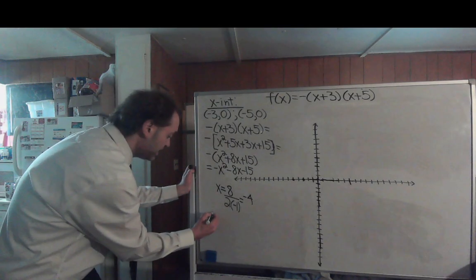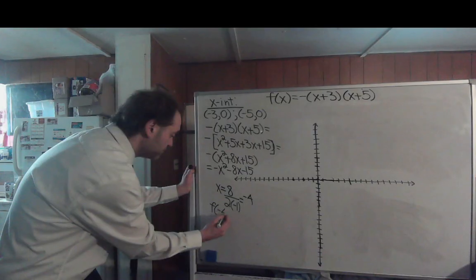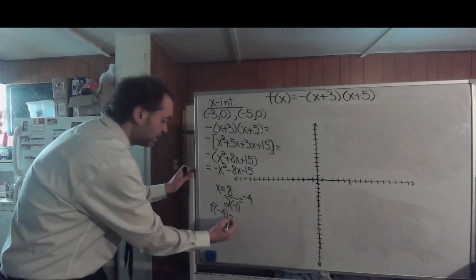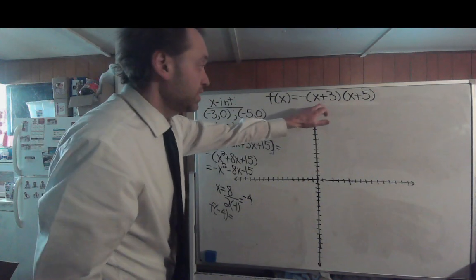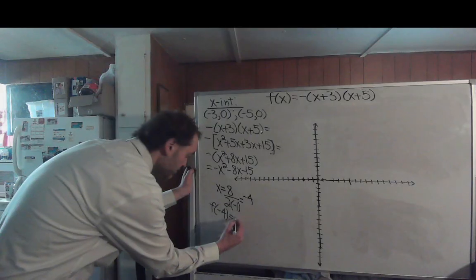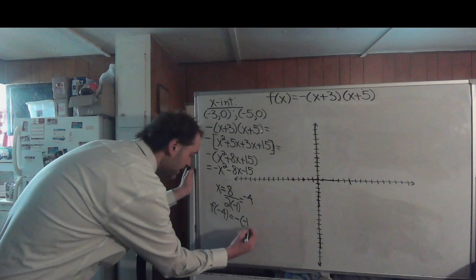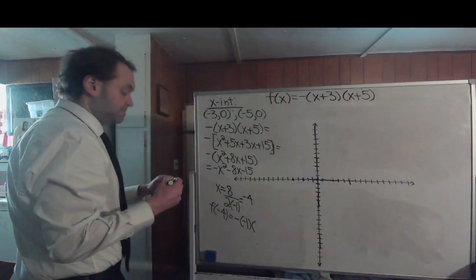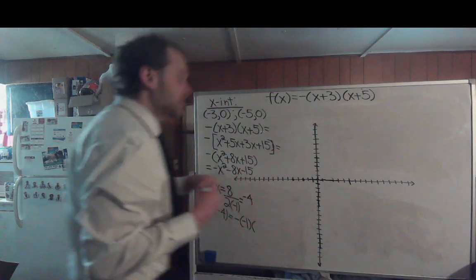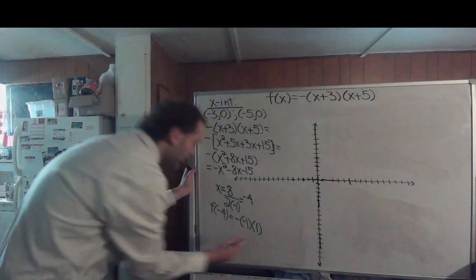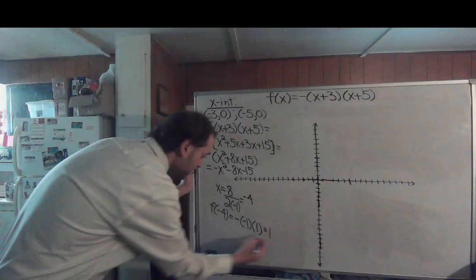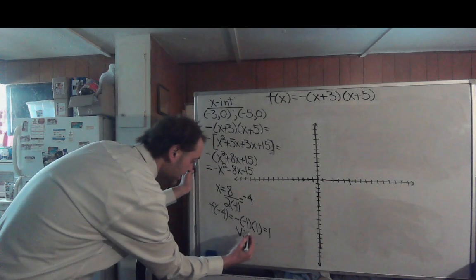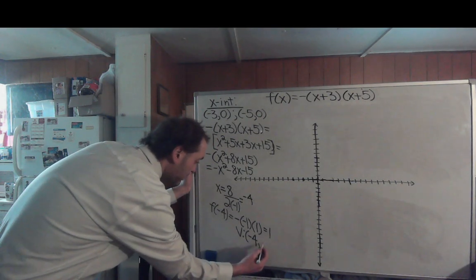Now just take f of -4 to find the y-coordinate. -4 plus 3 is going to be -1, so you'll have negative of -1 times -4 plus 5 is +1. -1 times 1 is -1, and the negative of that is 1. So you get your vertex at the point -4, +1.